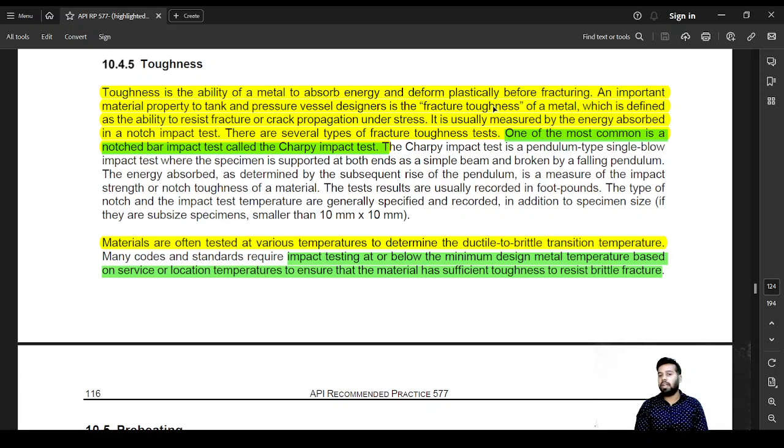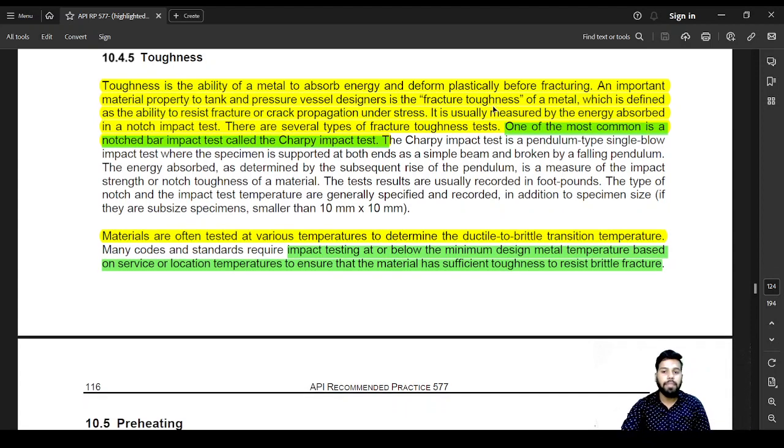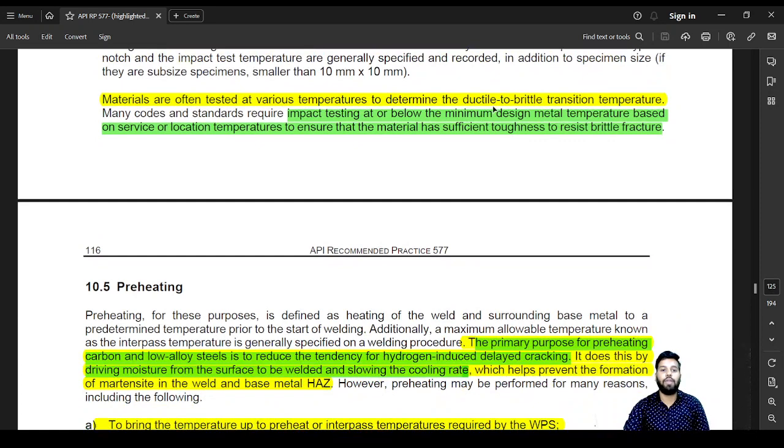There are several fracture tests available. One of the commonly known is a notch bar test known as Charpy's impact test. The materials are often tested at various temperatures to determine the ductile to brittle transition temperature. Many code standards require impact testing at or below the minimum design metal temperature, based on service or location temperature, to ensure the material has sufficient toughness to resist brittle fracture.